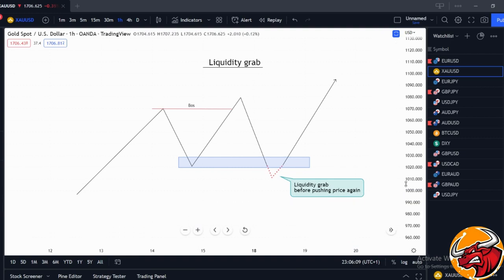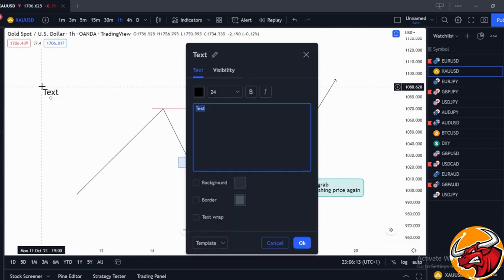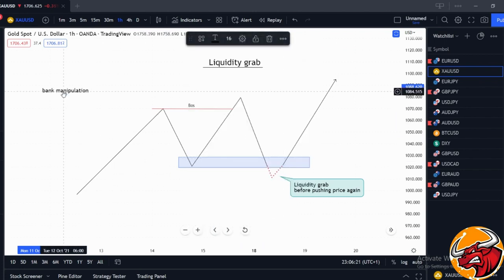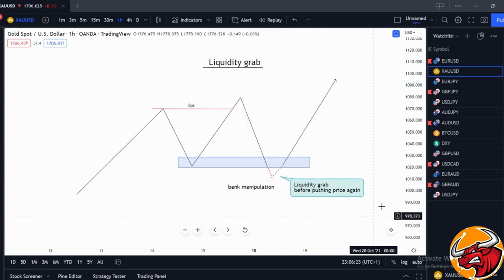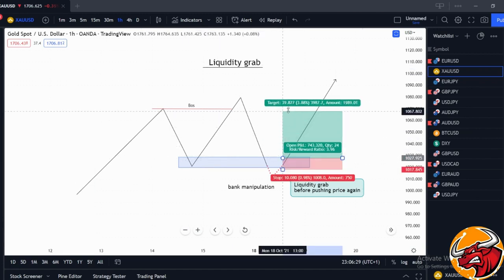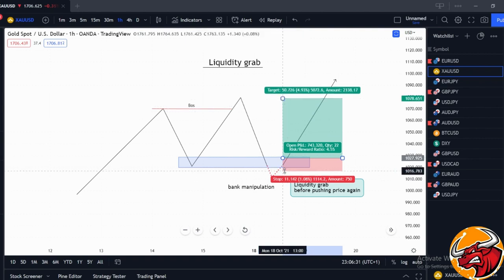Next type of liquidity is liquidity grab. This is how banks manipulate people. Because every trader takes a trade in that zone, the banks will push price to break the zone and they will take all the stop losses from people. After that they will continue on their way. Many traders will jump into a trade like this, and they will be stopped out.